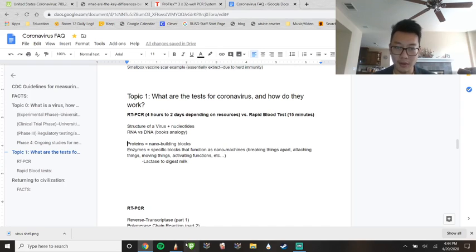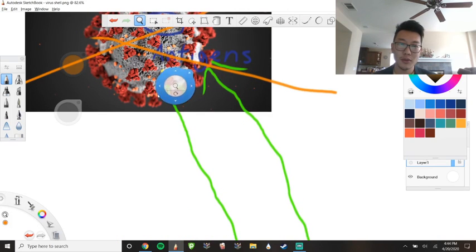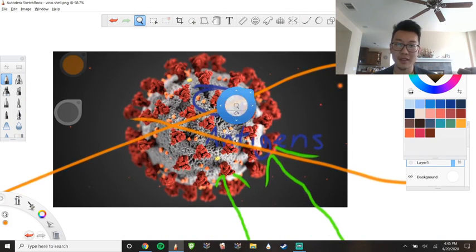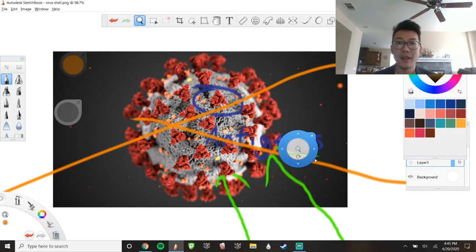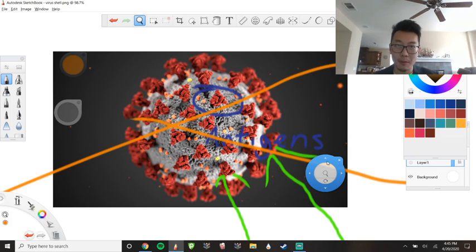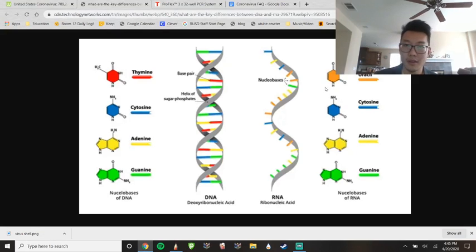So, structure of a virus. We're going back to this picture. Let's zoom in. This is a picture of a virus from an electron microscope, not an actual picture, since it's too small to use light to show a picture. They have to be generated. Anyways, this is the outside of a virus with the antigens and other stuff. But on the inside of it, we have its genetic material.